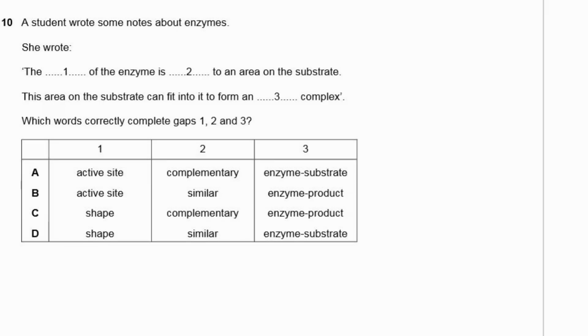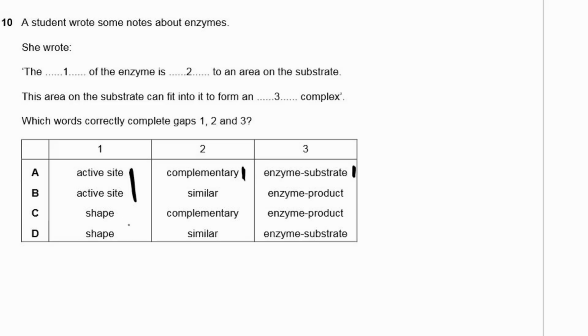Question 10. A student wrote some notes about enzymes. She wrote the 1 of the enzyme is 2 to an area on the substrate. This area on the substrate can fit into it to form an 3 complex. Which words correctly complete the gaps 1, 2, and 3? So the 1 of the enzyme is what to an area on the substrate? So the active site is complementary to the area on the substrate, and this area on the substrate can fit into it to form an enzyme substrate complex.